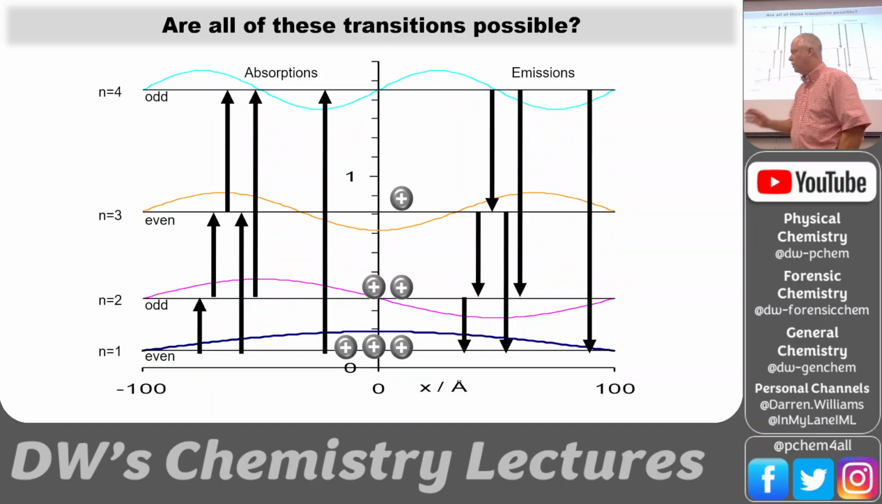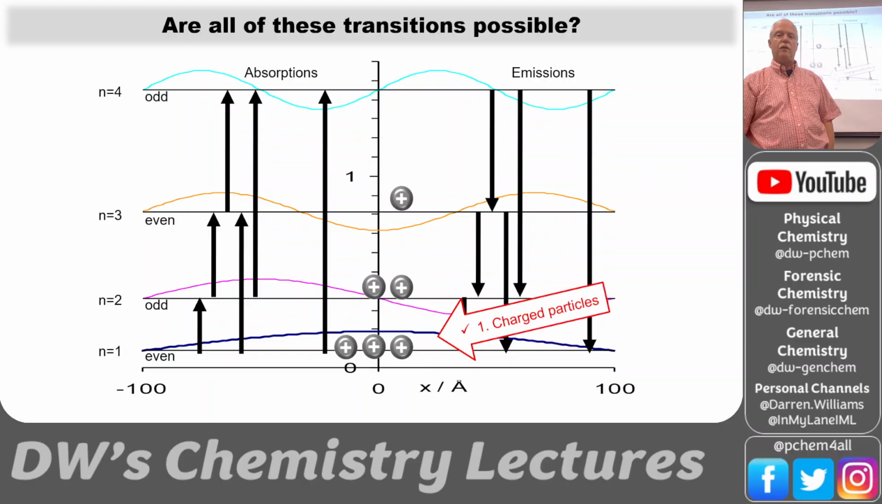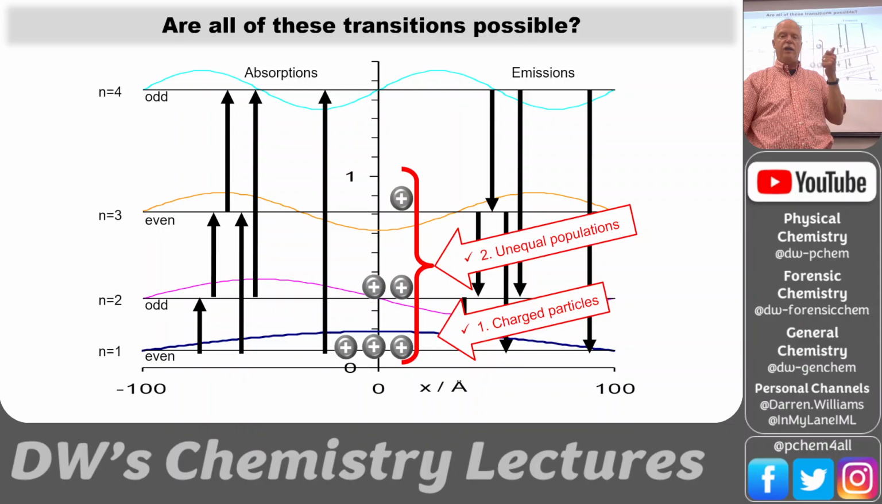When we solve for light interacting with these wave functions and then integrating their overlap with the other wave functions, we'll see if the possible transitions are probable. Okay. And some of them will go to 0. So we have charged particles, check. We have unequal populations, check. And then we have the probability piece, and we've got to solve for that. So that's what we're going to do next.